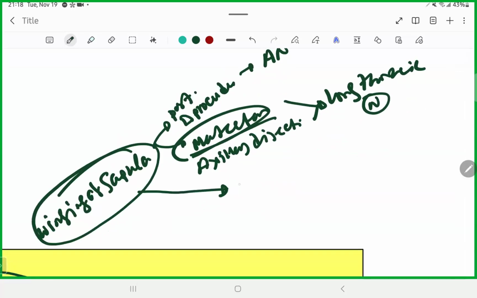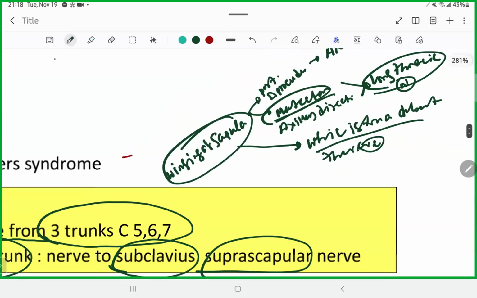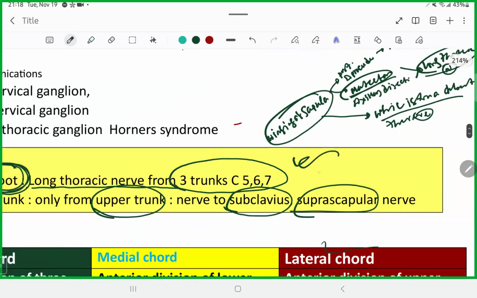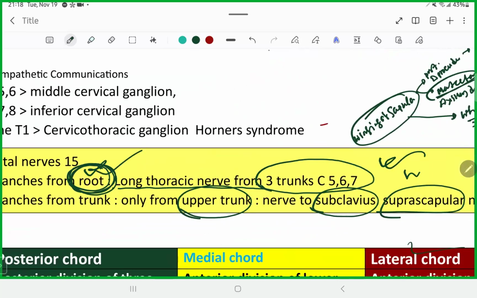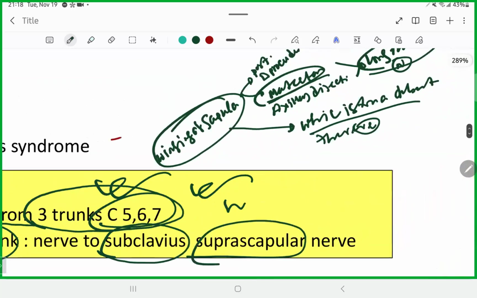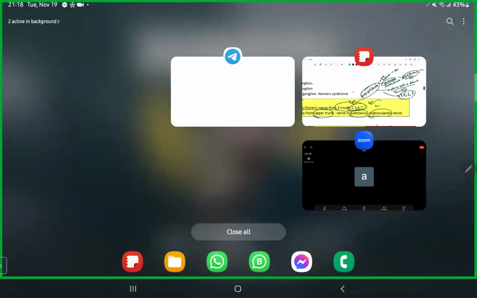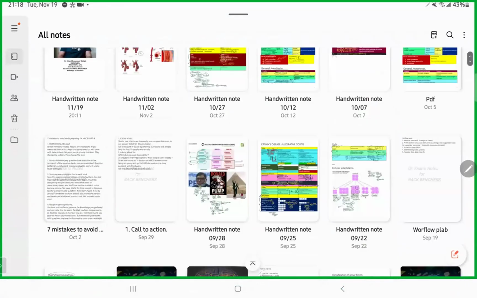So which is true about the nerve? You have to assume the nerve. From our classes, you already know it's the long thoracic nerve. And here it is written in the yellow box with highlight that it comes from the roots of the brachial plexus. See, 5, 6, 7. Remember this. Next time they might ask what will be the root. C5, 6, 7. Very simple. So this will be your answer. Okay, just a quick recap. Then let's go back.